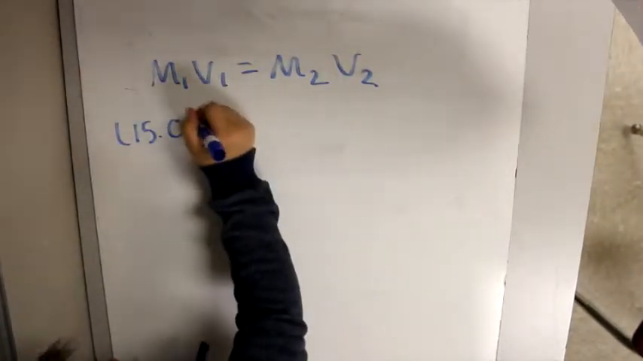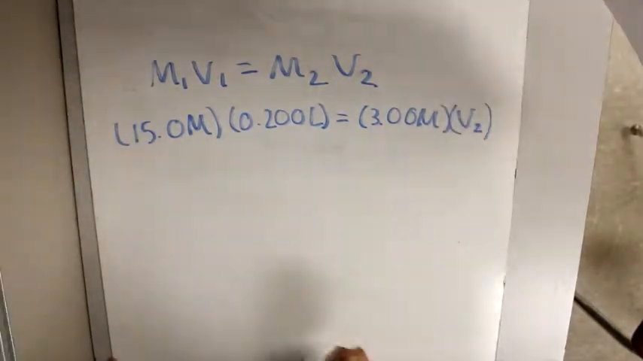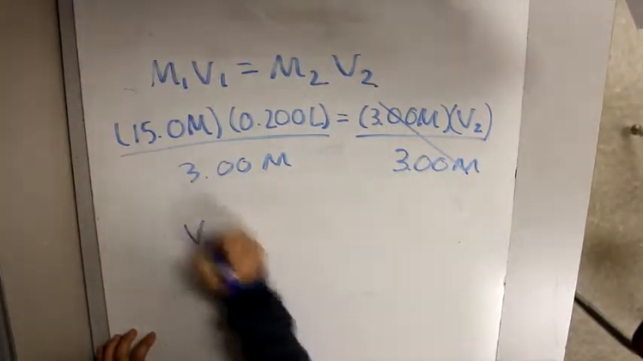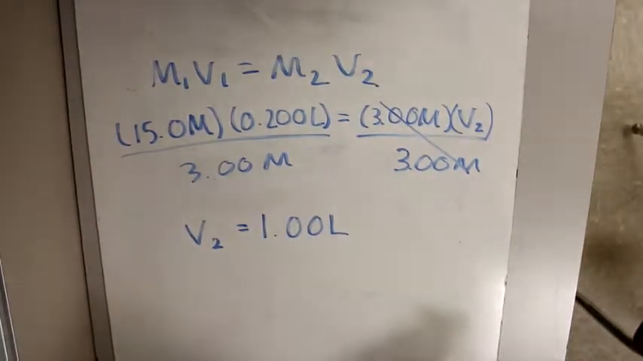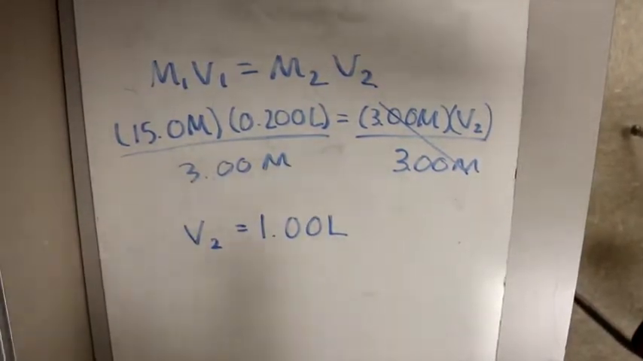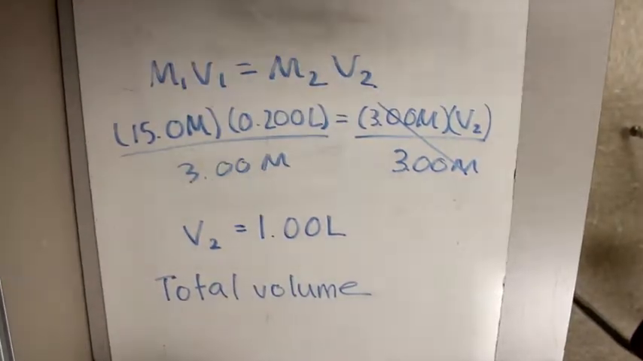15 molarity times 0.2 liters equals 3 molarity times V2. Solve for V2 by dividing both sides by 3 molarity. Doing this, you are left with 1 liter equals V2. Now you can make the solution by diluting all of the 0.200 liters of the stock solution to a total volume of 1 liter by adding water to make a 3 molarity solution.